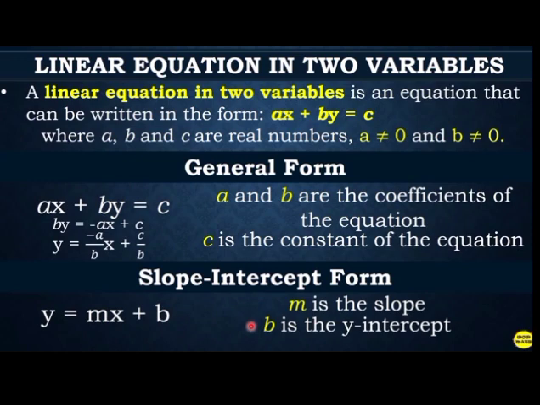So again, in general form, a and b are the coefficients of the equation. C is the constant of the equation. But in slope-intercept form, written as y equals mx plus b, your m is the slope and your b is the y-intercept. So take note of the representation or the symbols of the slope and the y-intercept, the coefficients, and the constant.